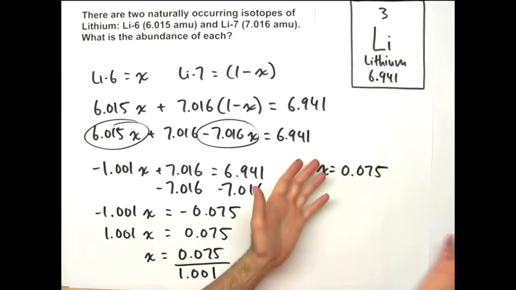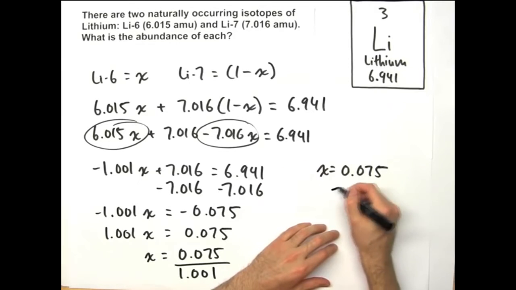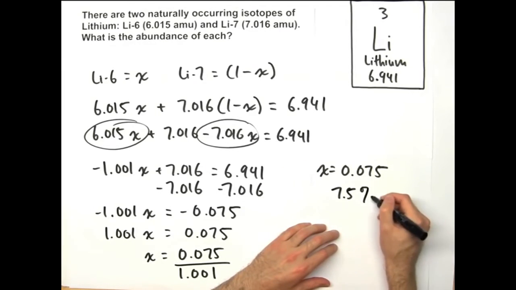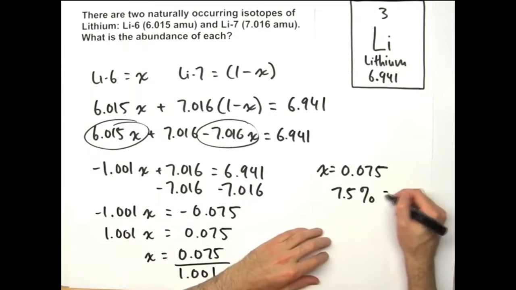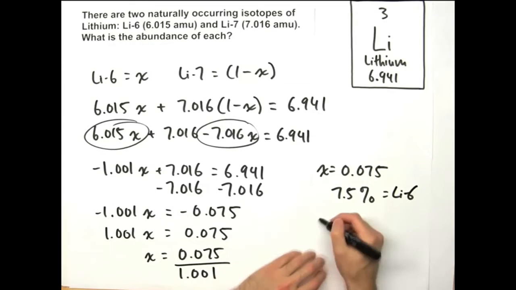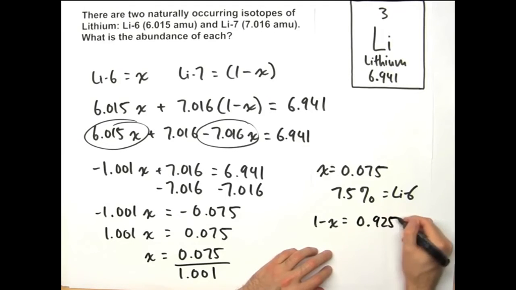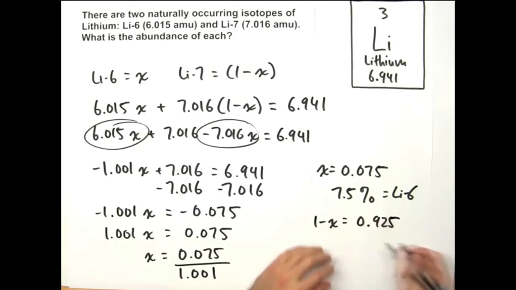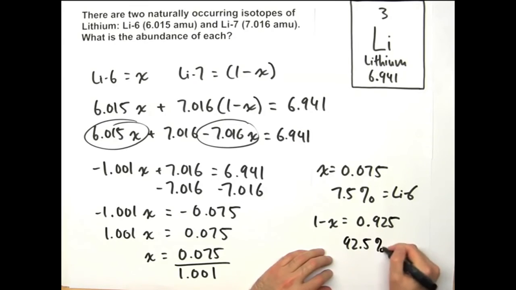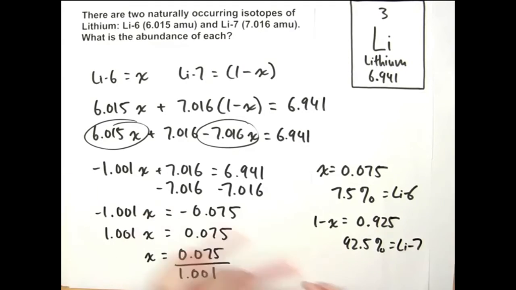That's a decimal. To turn it to a percent, we multiply it by 100. So we're going to get 7.5%, and that is the amount of lithium-6 that we have. And then 1 minus x is going to be 0.925, or to turn that into a percentage, we multiply it by 100, and we get 92.5%. And that tells us the amount of lithium-7 that we have.